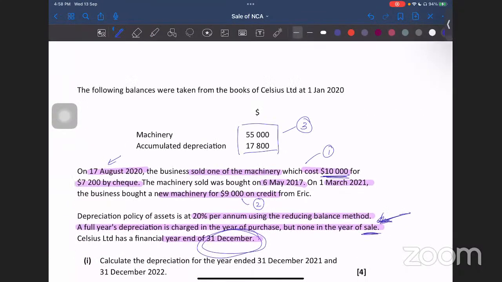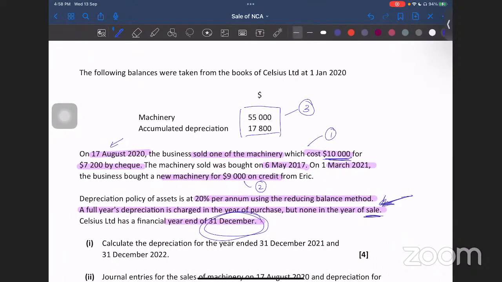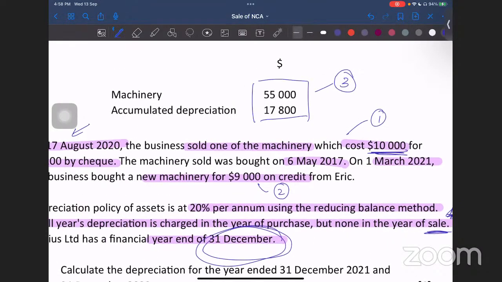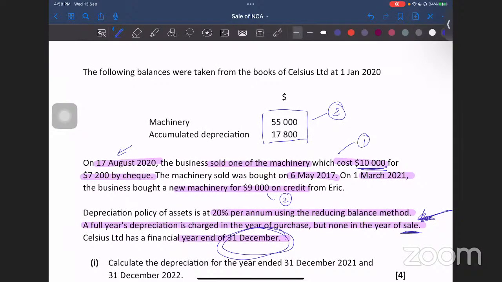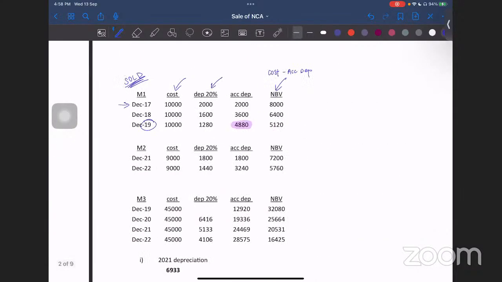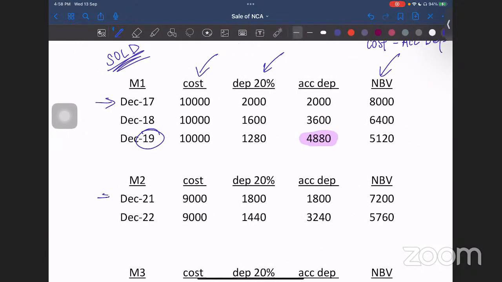Then moving on, let's do the one that we buy, the second one. The buy one is also kind of straightforward, right? So far it's still straightforward. The one that I bought is 9,000, and I bought it on 1st March 2021. So what is the first year end of this machinery? December 2021, right? So I will start with December 2021.